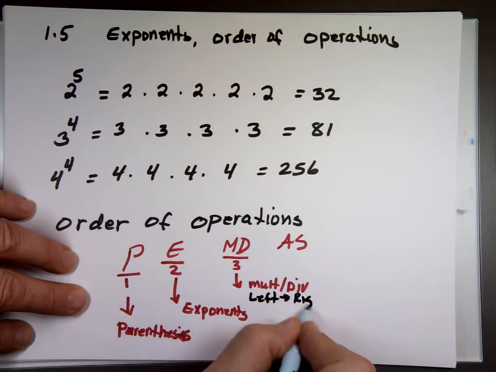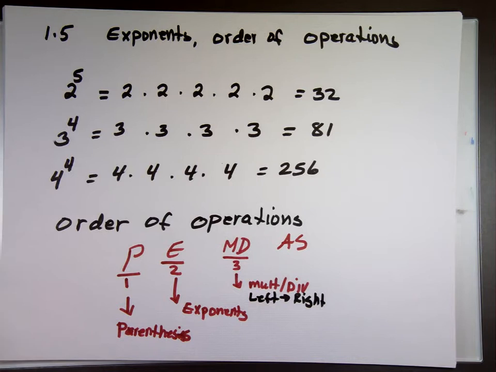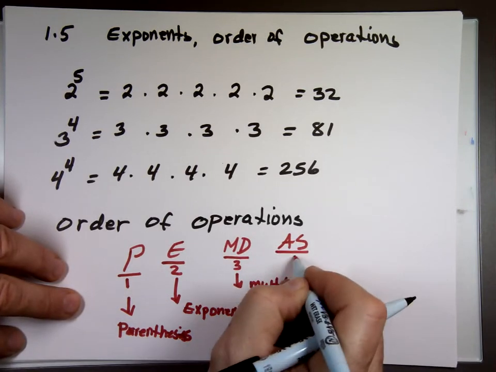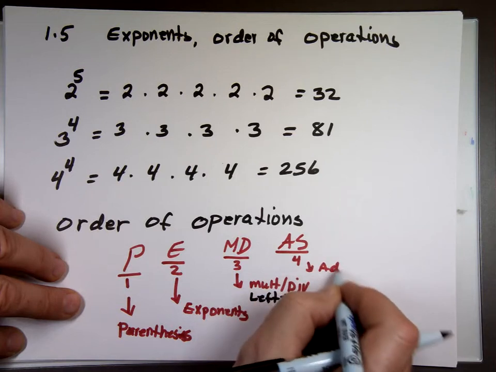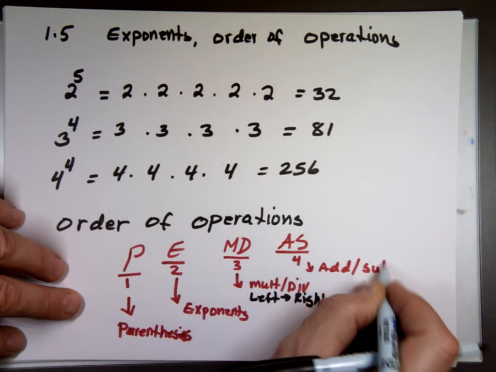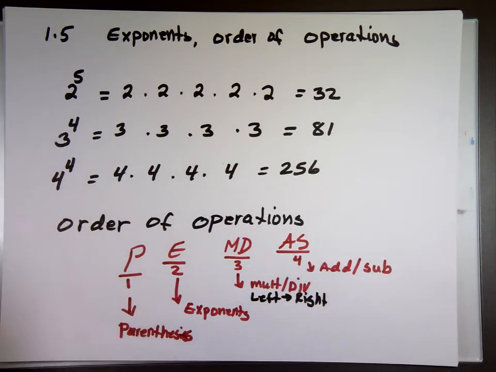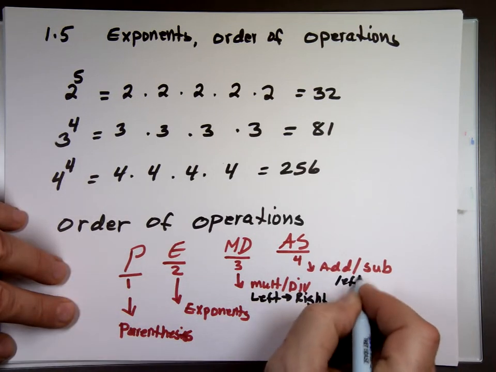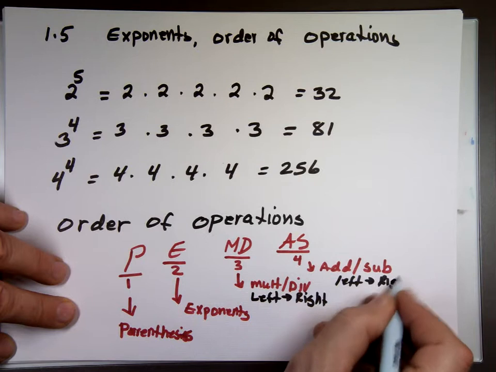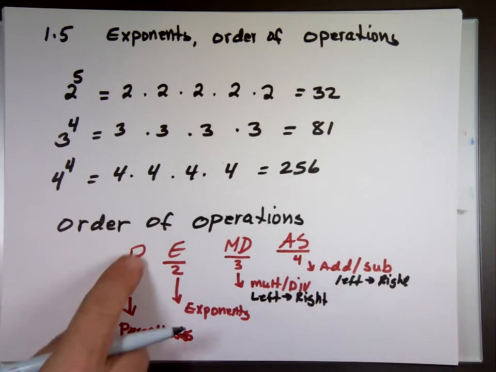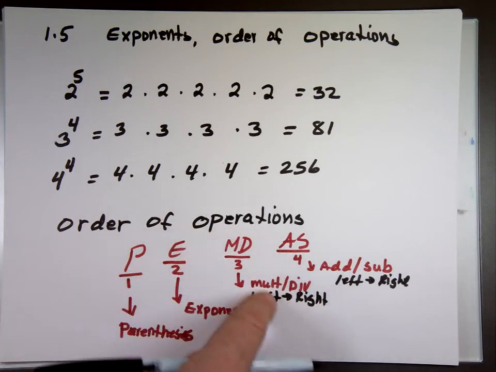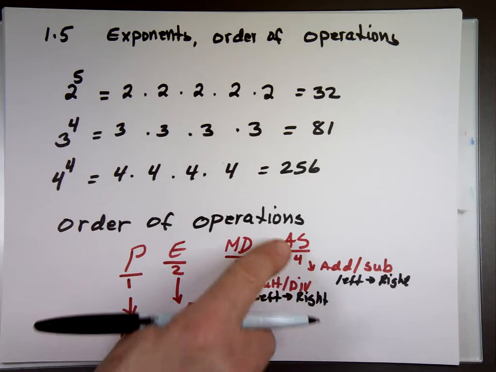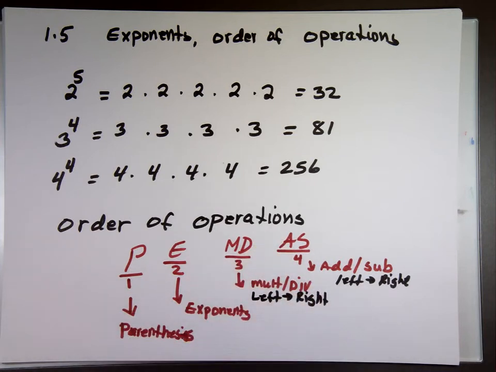Which one showed up first? You go left to right. And the last one, which is the fourth one, that's AS, which means what? Addition or subtraction. And that's also left to right. So you do parentheses first, exponents second, multiplication or division left to right, addition or subtraction left to right. That's the sequence of operations.